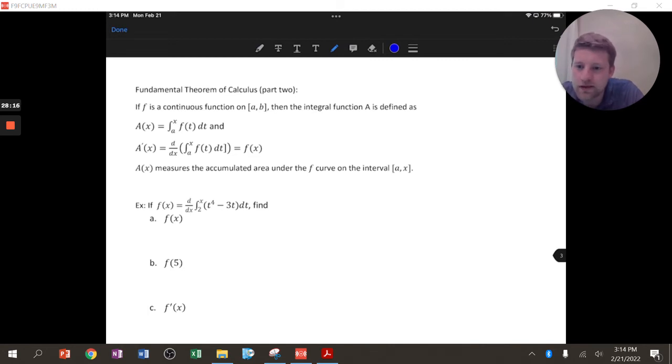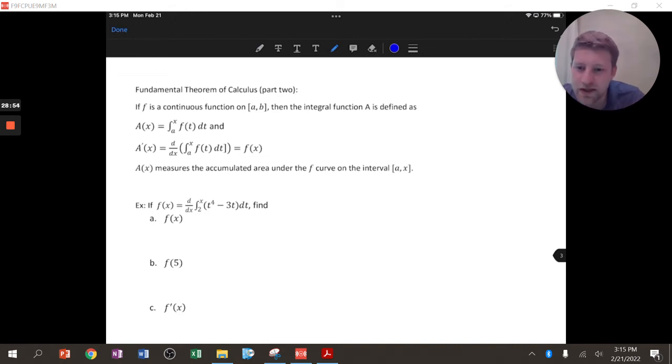This definition states if f is a continuous function on interval a to b, then the integral function A is defined as A of x is equal to the integral from little a to x of f of t dt. And we could say that capital A prime is equal to the derivative with respect to x of the integral from a to x of f of t dt, which is equal to just the f of x function.